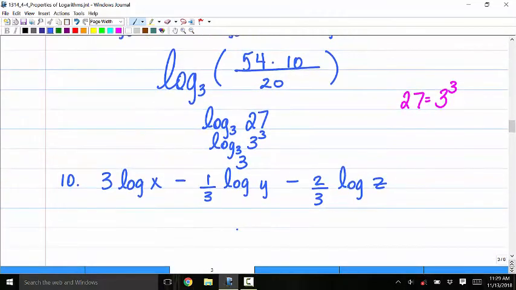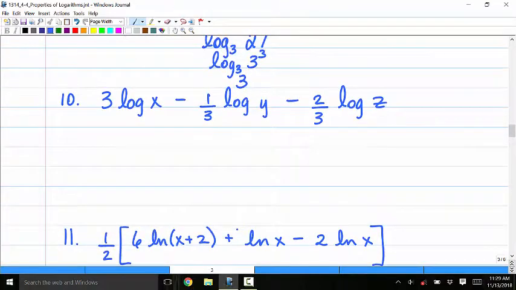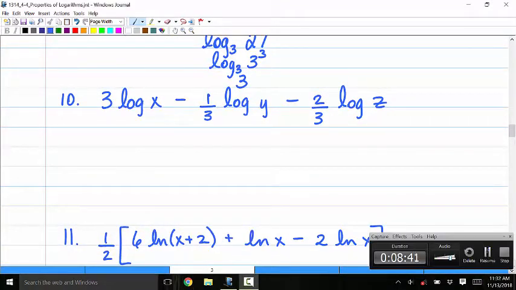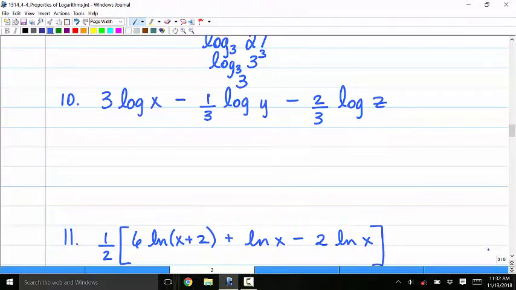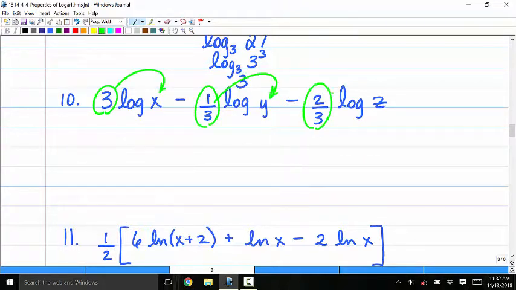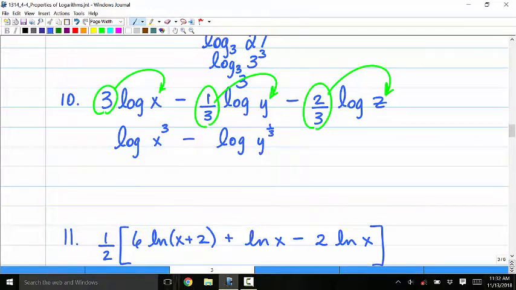Number 10. I'll let you work for a second. With number 10, you see that there are numbers out front. So let's take care of those first. They need to sprout legs and go back up as exponents. So I'm going to write that as log of x cubed. What base are we working in, by the way? 10. Base 10. Minus log of y to the 1/3 minus log of z to the 2/3.